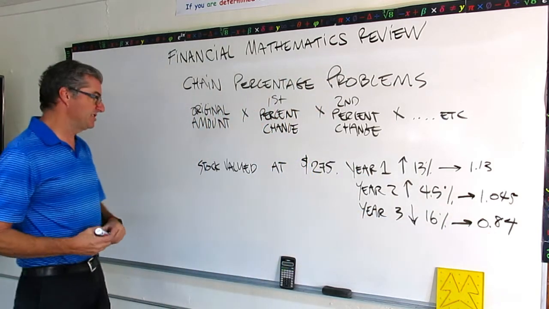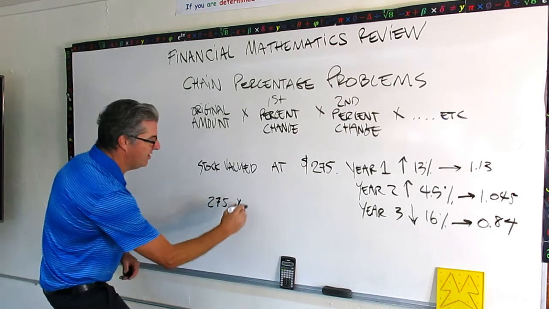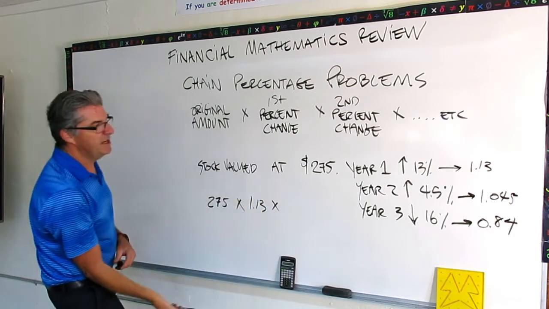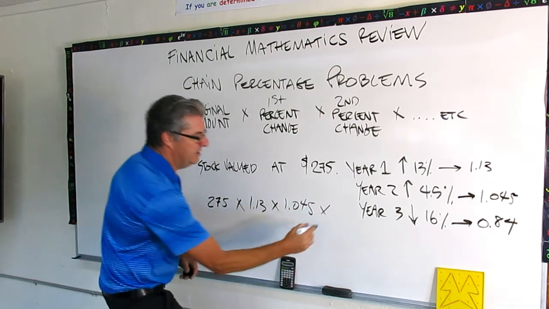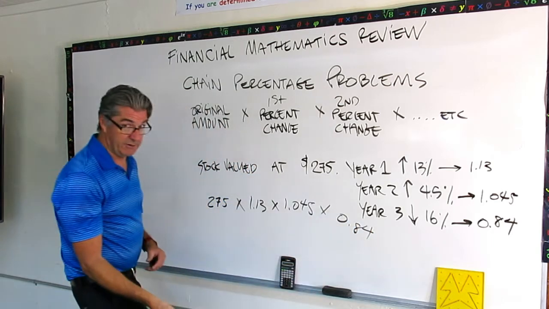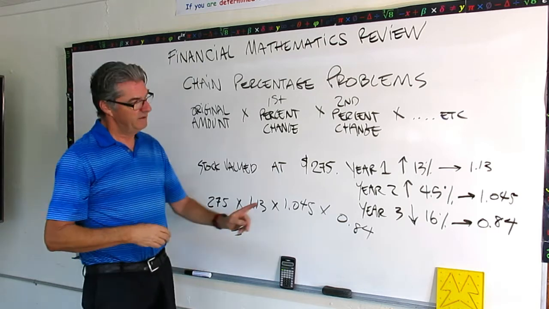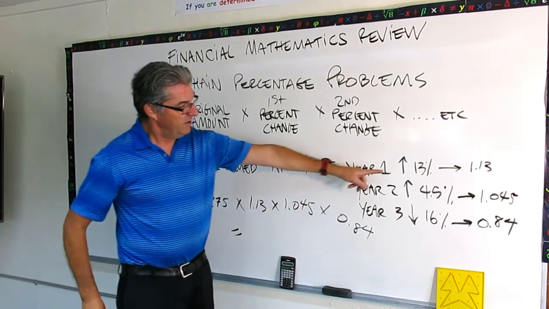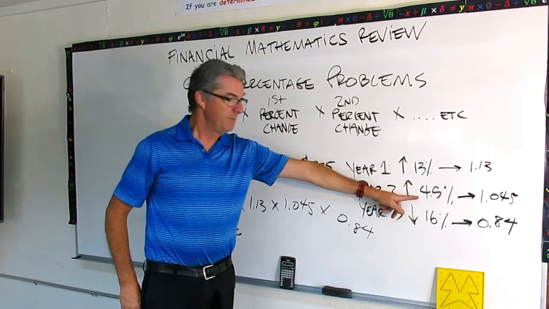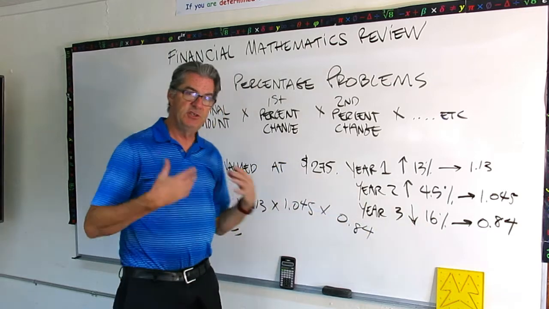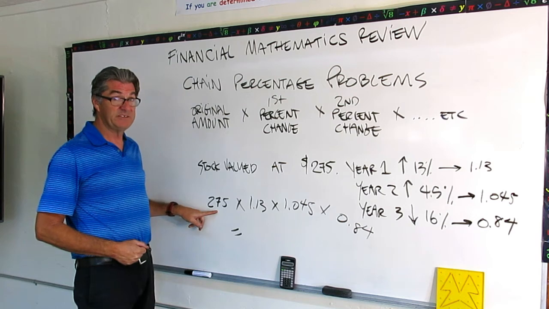Okay, so let's chain this together. It's going to be 275 times our first multiplier, 1.13, times our second multiplier, 1.045, times our last multiplier, 0.84. Running out of room there. Let's see what we get. Actually, make a prediction. I don't really know. It's going to be close, I think. We went up by 13%, then we went up by 4.5% more, but now we're going down by 16%. Do you think this investment is going to be worth more than $275 at the end or less?